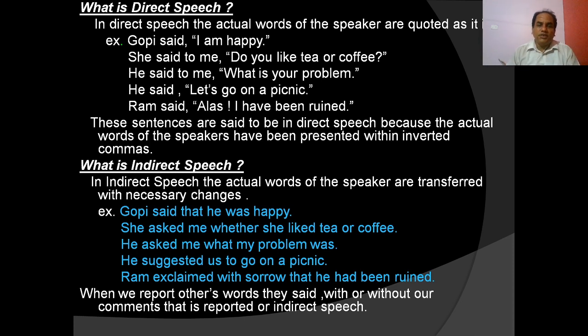In indirect speech, the actual words of the speaker are transferred with necessary changes. Take the example. Gopi said that he was happy. You see, Gopi is the speaker here. "Gopi said" is the reporting clause and "said" is the reporting verb. And there is no comma after the reporting verb said, and there are no inverted commas. The reporting word "that" is used.